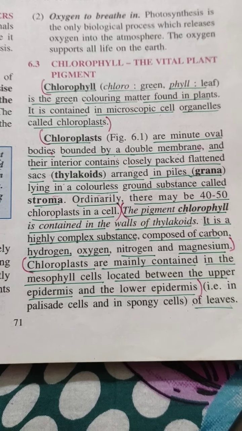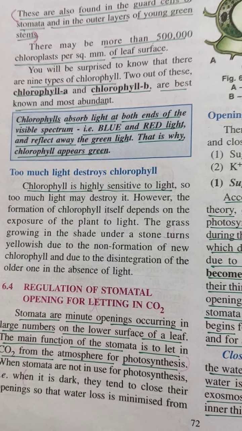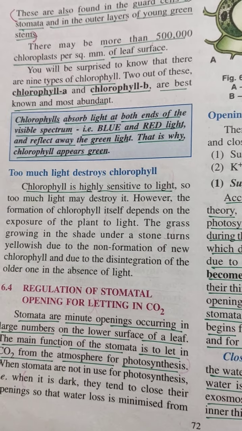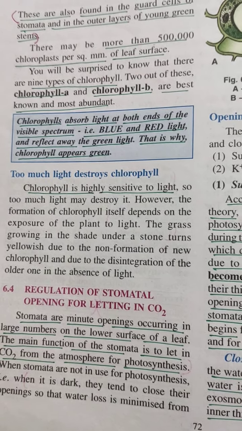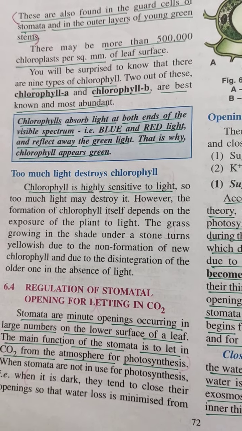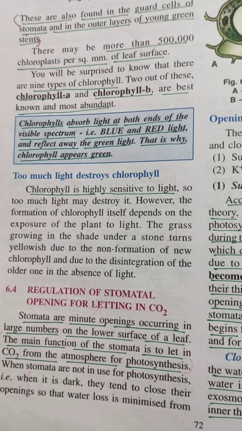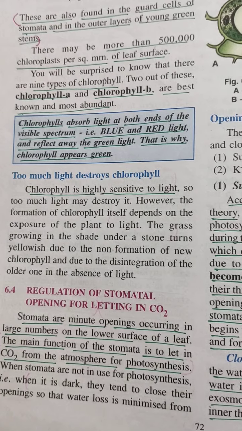The grass growing in the shade under a stone turns yellowish due to the non-formation of new chlorophyll and due to the disintegration of the older one in the absence of light. So you can understand, this is a very small example that the formation or the persistence of chlorophyll depends on the exposure to light.